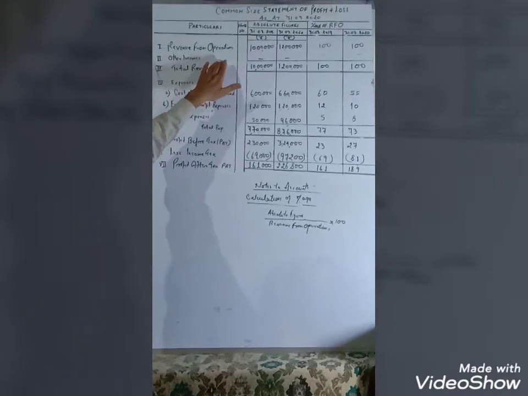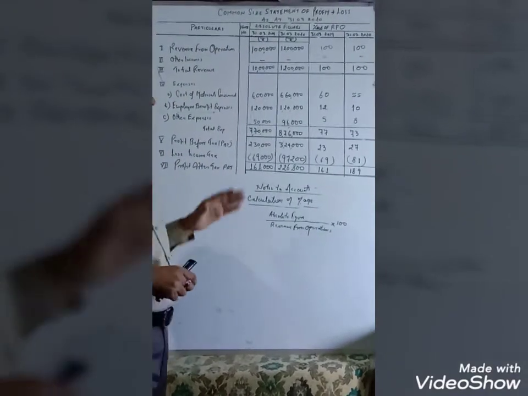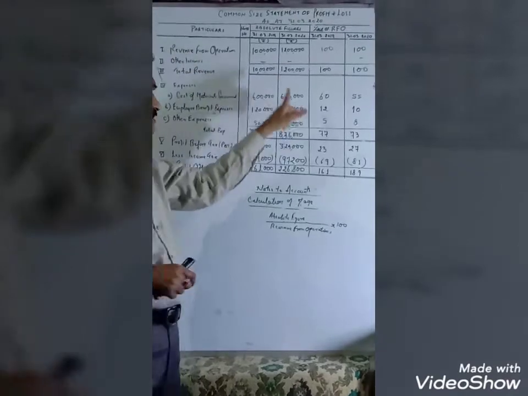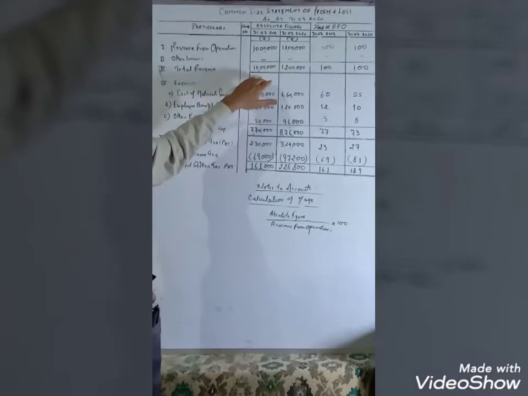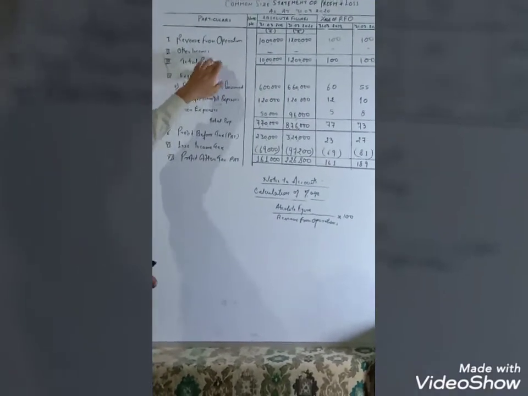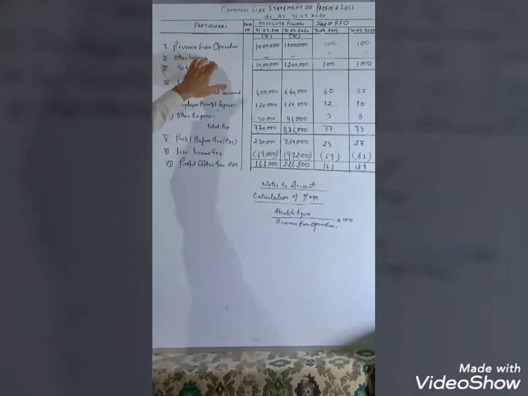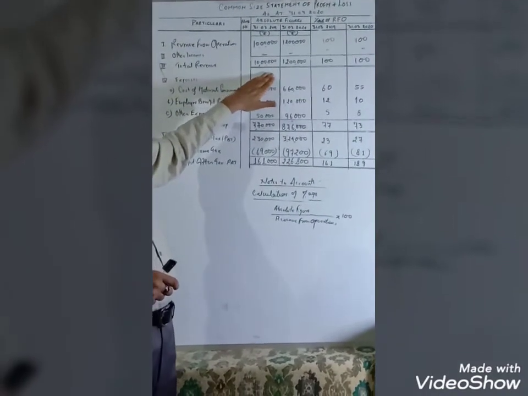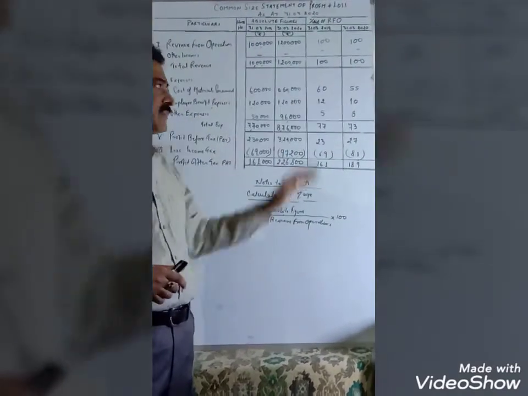Second in sequence is other incomes. No other income is given in this question, still we have to mention other incomes. This is shown as nil. Then we have to make a total of both the items to arrive at total revenue. The total revenue consists of the revenue from operations plus other incomes. So it will be the similar amount because there are no other incomes, 10 lakh and 12 lakh.